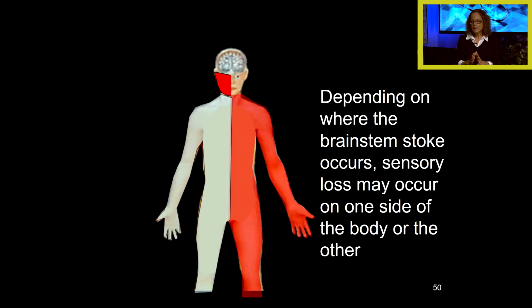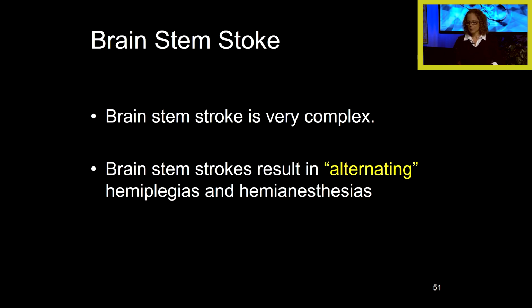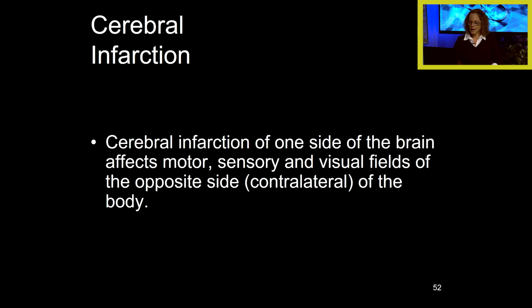So remember, depending on where the brainstem stroke occurs, the sensory loss may occur on one side of the body or the other. Okay? So brainstem strokes are very complex, and we want to watch for these alternating hemiplegias and hemianesthesias. Okay. Cerebral infarction is a little more straightforward. Remember, we said it affects one side of the brain, will affect the motor, sensory, and visual on the opposite side of the body.